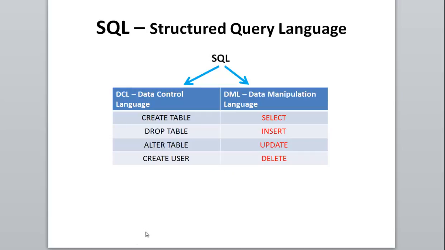SQL is a programming language which can be divided into two sections. DCL, data control language, allows you to manage the database: creating tables, creating users, altering tables and dropping tables. Drop table basically means delete the whole table. And then DML is what we've already got into.